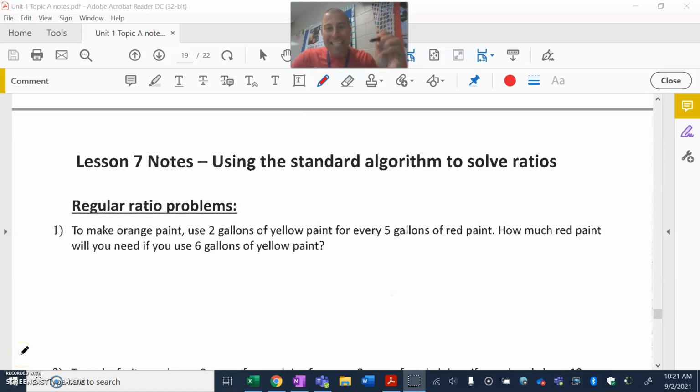Hey everyone, we are in lesson number 7 here, and as you can see, it says we are using the standard algorithm, which means no pictures. Yeah, rewind that again. No pictures. Yes, so this is the moment some of you have been waiting for because you're tired of drawing the boxes. Now, again, like I said, I still like the boxes there.